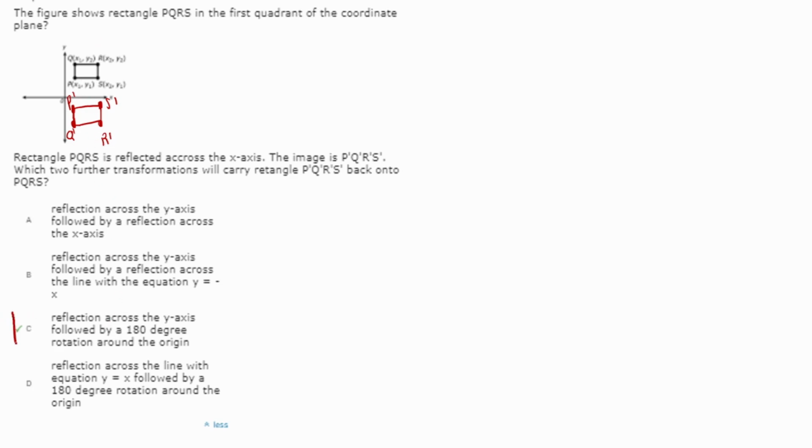Well, our answer here is C. It's already selected for us. It says the reflection across the y-axis. We'll flip it, going over this way. And then we're going to rotate that around. And it's going to land on itself over here when we rotate it 180 degrees around the origin.